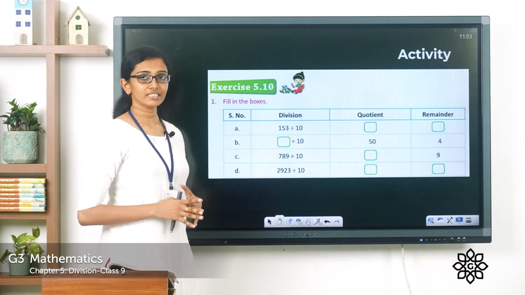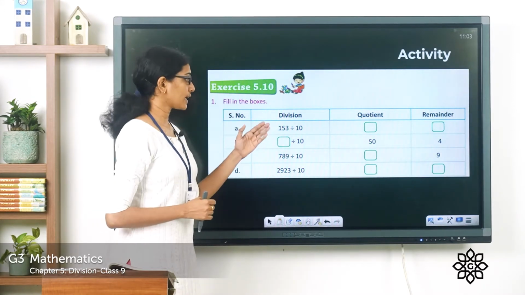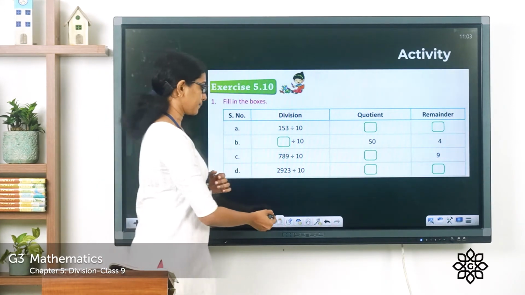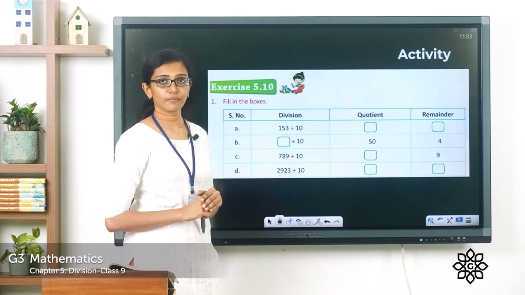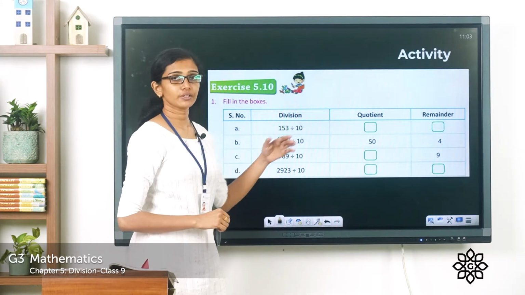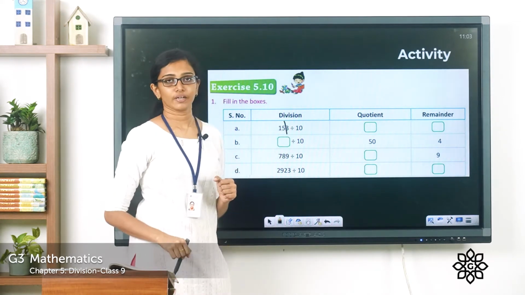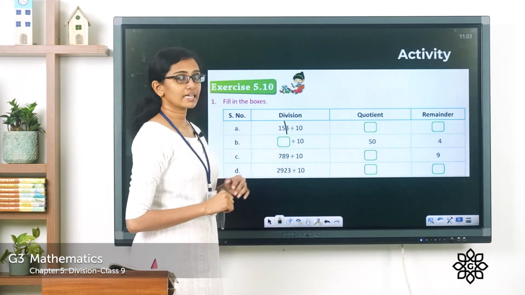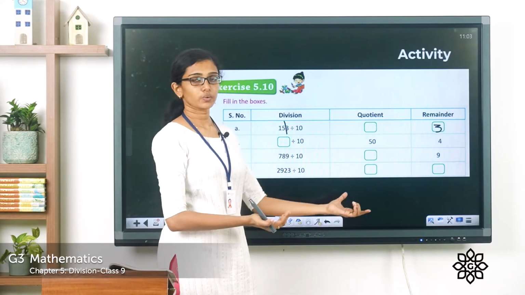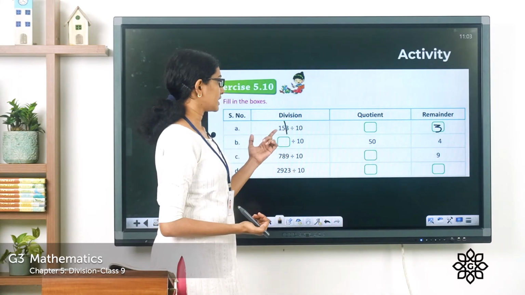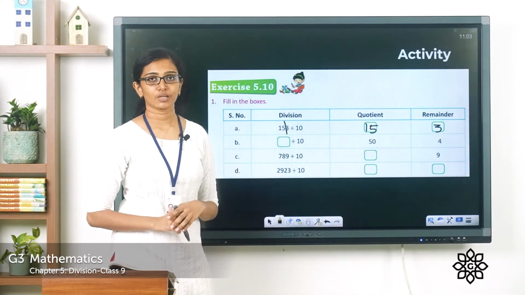Now, let's see the questions. So, the first question is, you have the division fact given here, 153 divided by 10 and you have to fill in the blanks in the following columns. So, it's division by 10. So, what could be the remainder and the quotient? The remainder will be the ones digit of the dividend. So, which is the ones digit of the dividend here? That is equal to 3 and the quotient is the digits remaining to the left of the ones digit and that is equal to 15. So, the quotient here is 15 and the remainder is equal to 3.